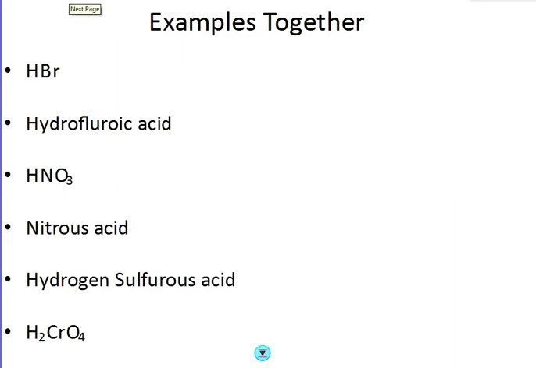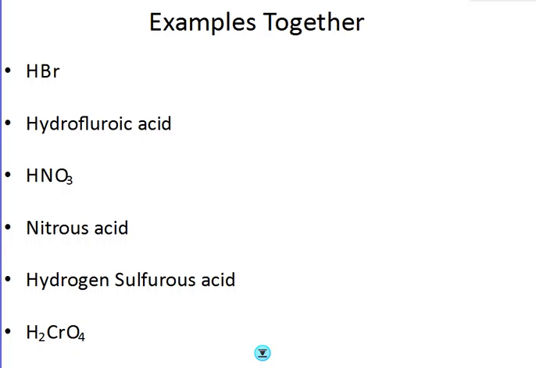Okay, so a couple examples together. If you want to press pause right now and try these first as practice, and then listen to me walk through, that's a great idea. Or just watch me walk through and try and get it that way.